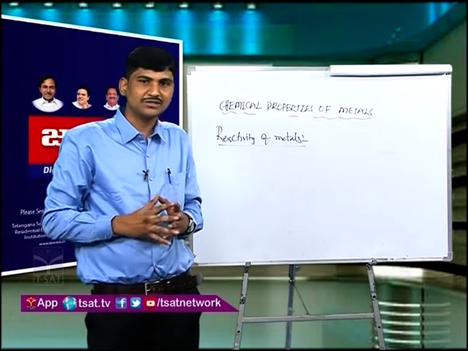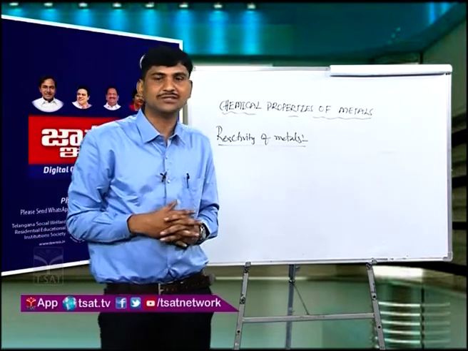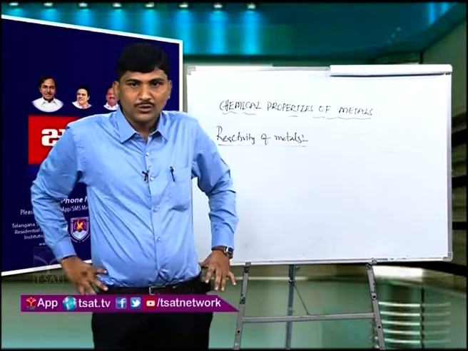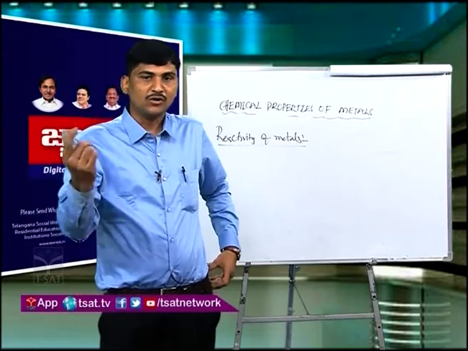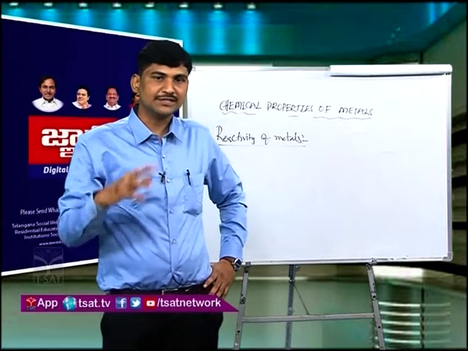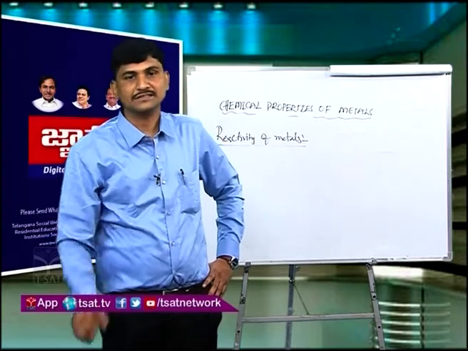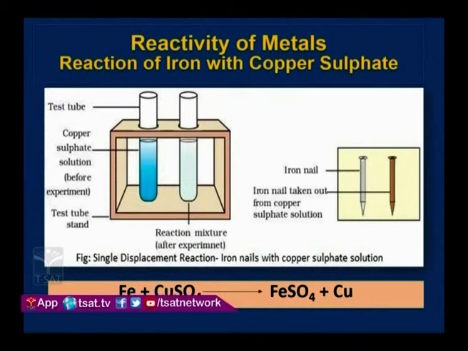After some time, we observed that the iron nail in the copper sulfate solution converted into a reddish brown color. And what happened to the copper sulfate solution? It lost its blue color. That is, the blue color faded and became greenish. So let us see the reaction.